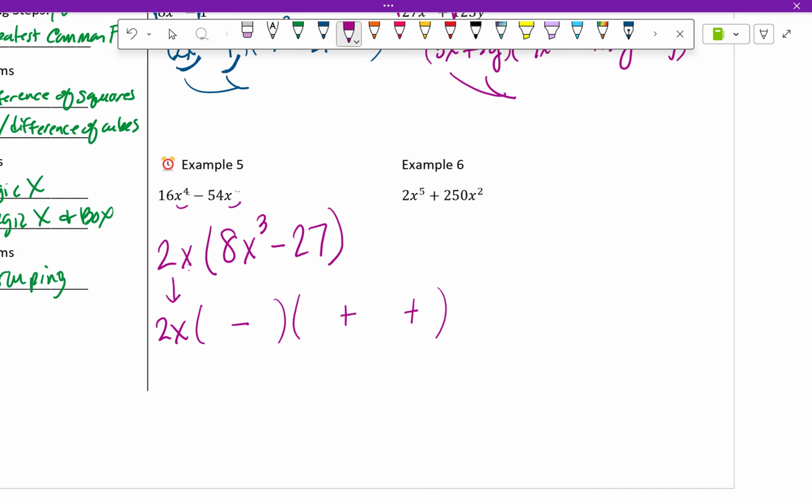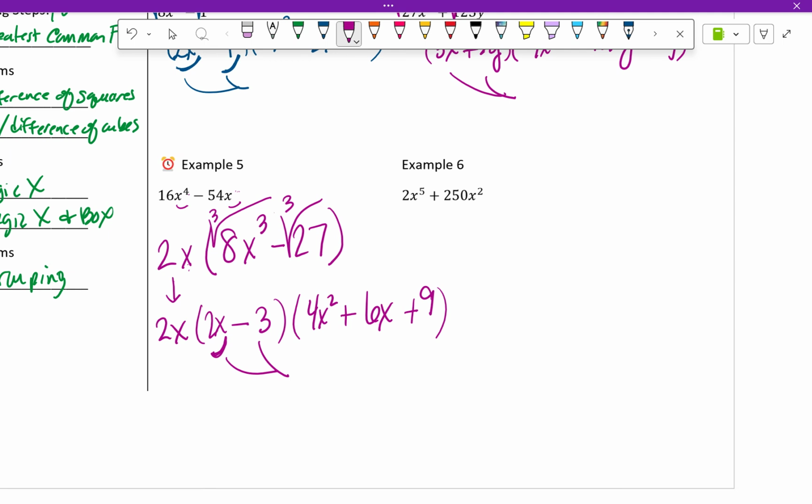Minus, plus, plus. All right, we're going to cube root the 8x cubed. So what's the cubed root of 8x cubed? Good. And we're going to cubed root 27. What do we get? 3. I'm going to square the 2x. What do we get? 4x squared. I'm going to square the 3. What do we get? 9. And then what are we supposed to do to get the middle? Multiply 2x and 3. What do we get? 6x. Ignore the sign.